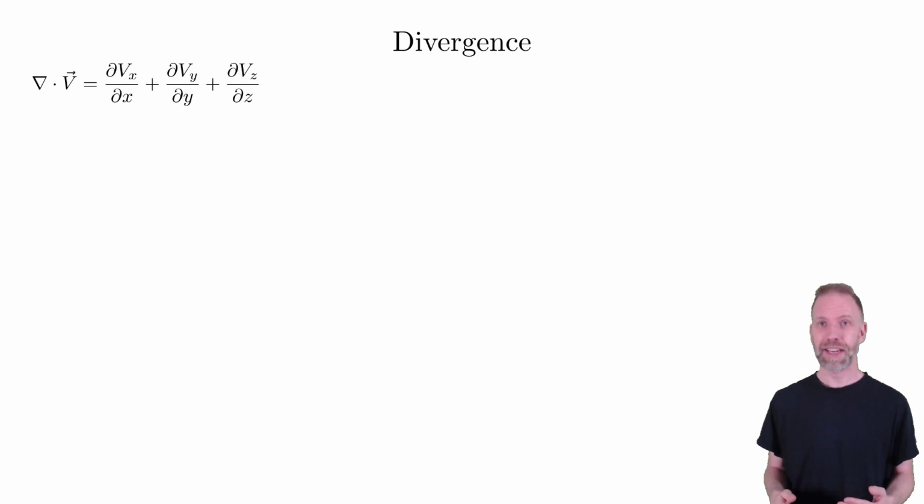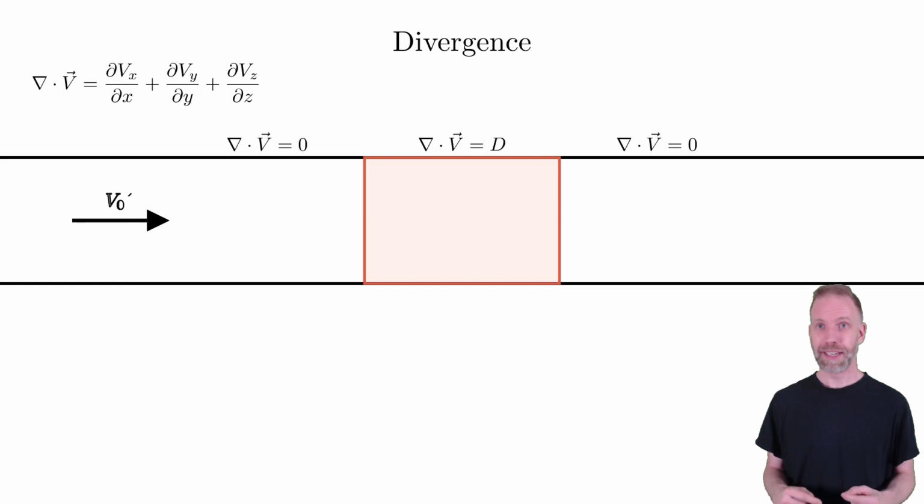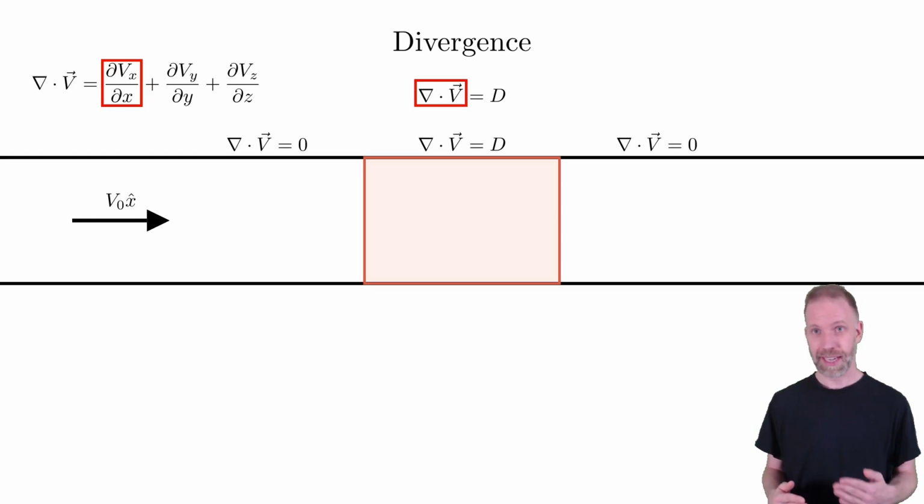Let's continue with another example with a pipe. Place the divergence in the red region in the pipe. Outside this region, divergence is 0. Assume that the inlet velocity is v0. Now we can solve the flow field, but first noting that it's only the dvx dx term that will give a contribution, as the flow is in the x direction only.